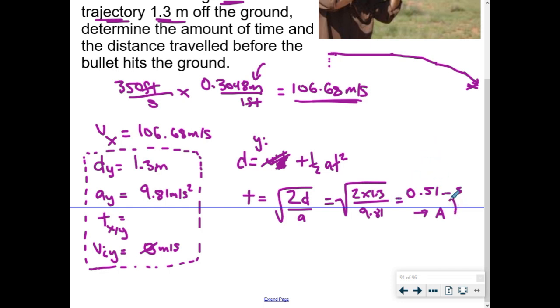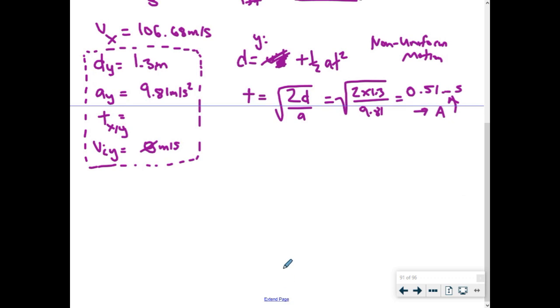This right here that I just solved for would be using non-uniform motion. Those are the principles of non-uniform motion I just used. However, in the x direction, we can use uniform motion principles. Because is there anything speeding up or slowing down the bullet? Well, okay, technically the bullet got sped up. But once it's in motion, the only thing that would slow it down is air resistance, and we get to ignore air resistance in this course.